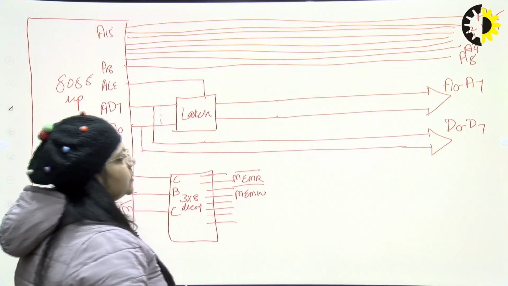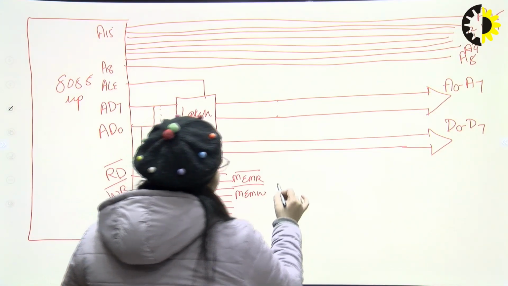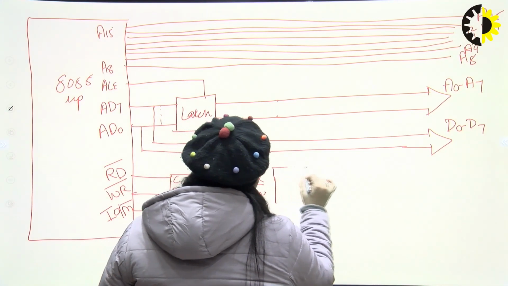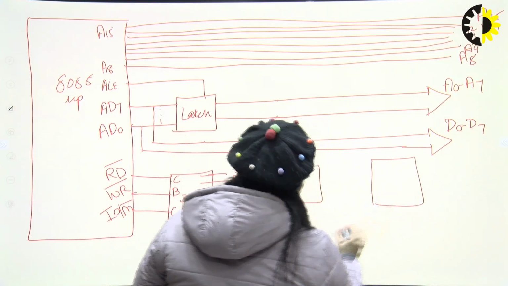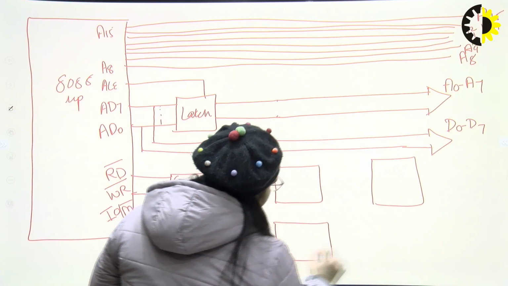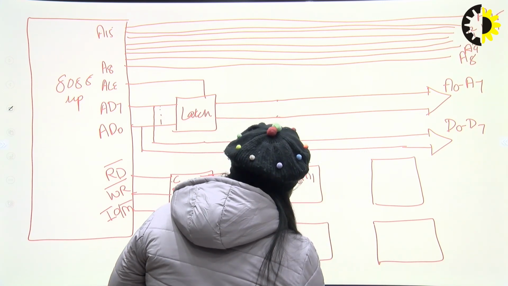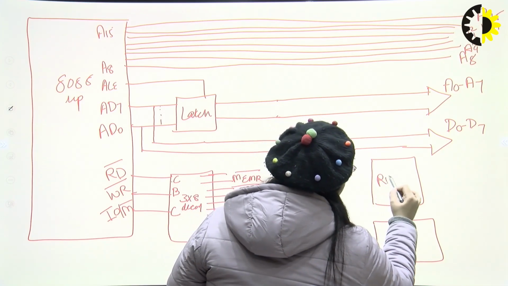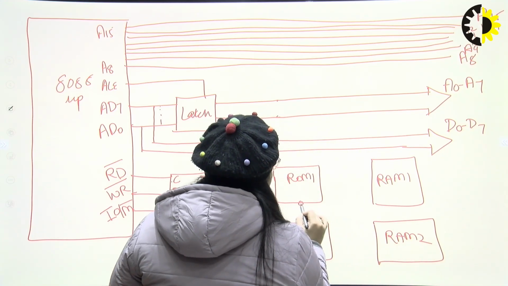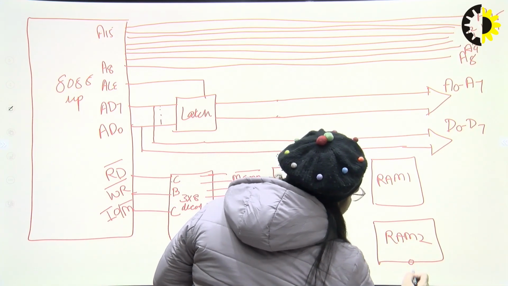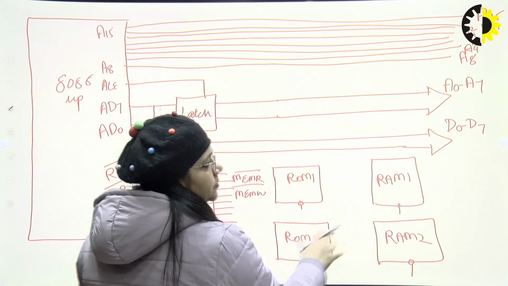So the total number of chips required is 4, 2 EPROMs and 2 RAMs. For EPROM, RAM, EPROM and RAM. So this is ROM 1, ROM 2, RAM 1, RAM 2, chip select. I am just drawing these 4 ROM and RAM chips on the next page because it will not be visible from this side.